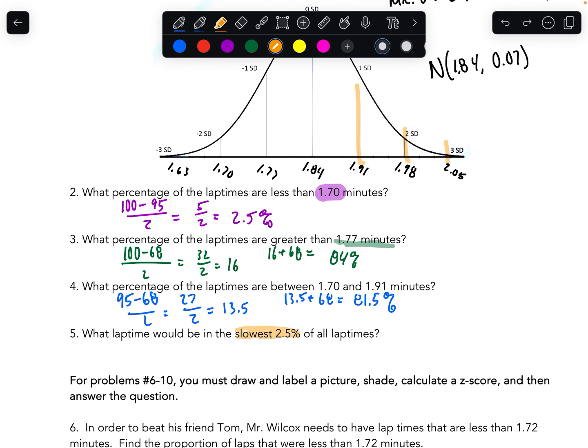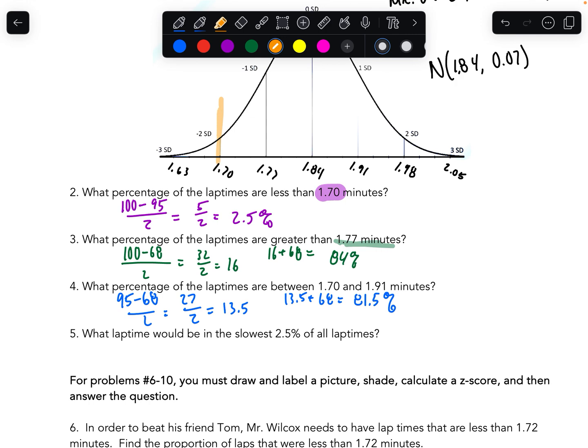So we want to figure out which of these sections. Is it this section that's 2.5%? Is it this section that's 2.5%? So I kind of want to think about what's inside versus what's outside. Between one standard deviation is 68, and so that means on the outside is 32%, and half of that would be 16. So this line here would be the 16% slowest times, so it's not that one.